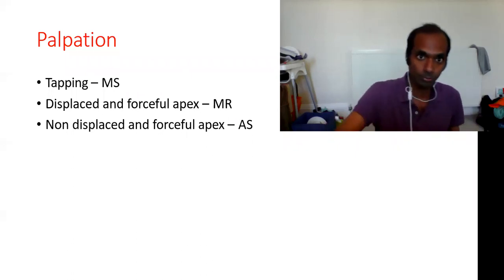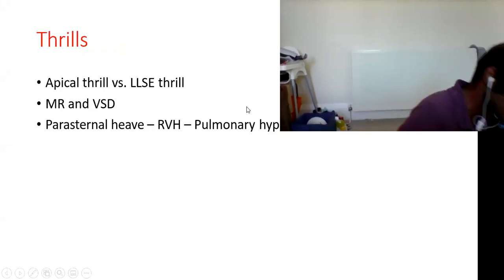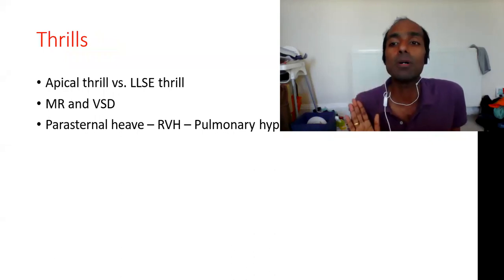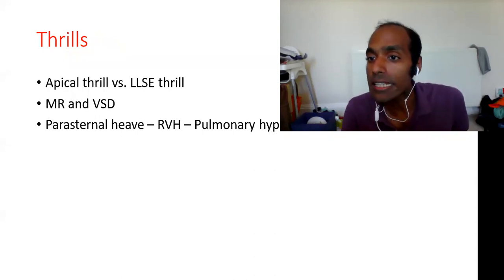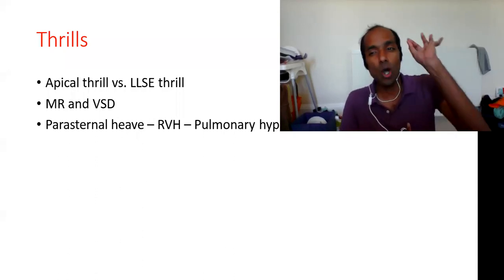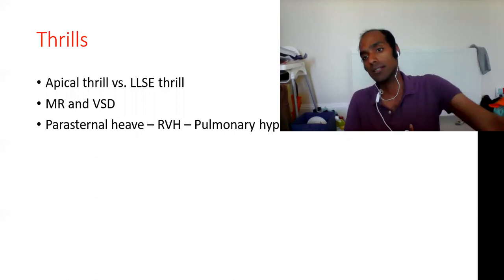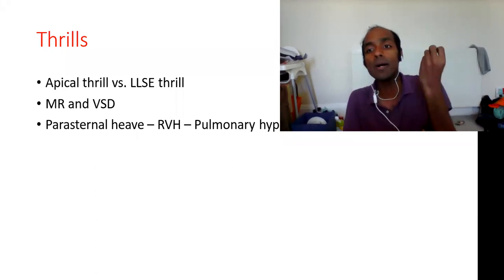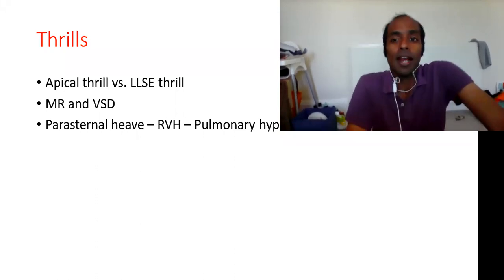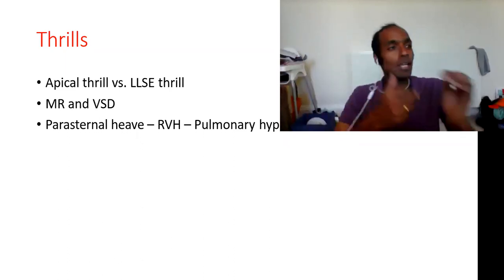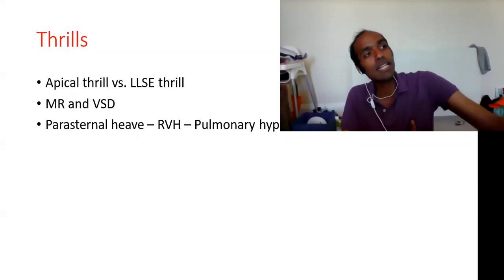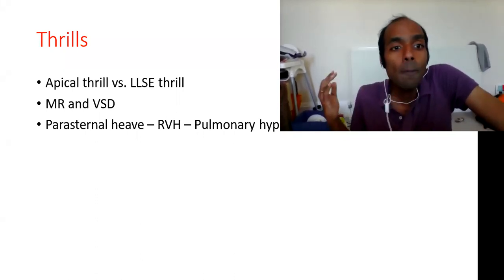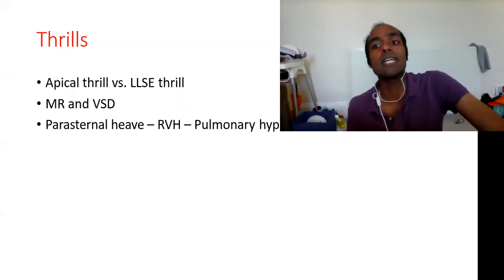No stethoscope. Then you feel for thrills, remember? Again, very simple. If you feel a systolic thrill at the apex, the diagnosis is almost always mitral regurgitation. These are called pearls of cardiology. So basically, number one, if there is a thrill in the apex, that is a systolic thrill, it is mitral regurgitation.